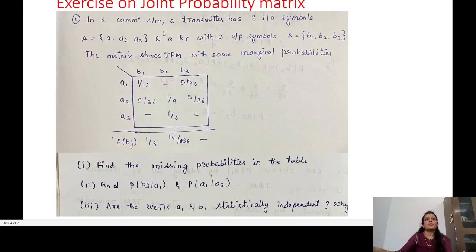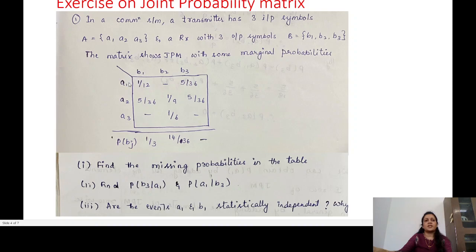In a communication system, assume that your transmitter has three input symbols A1, A2, A3, and a receiver that receives three output symbols, that is B1, B2, B3. And this is our joint probability matrix given. So this is the column corresponding to B1, the column corresponding to B2, the column corresponding to B3. This is the row corresponding to A1, A2 and A3.